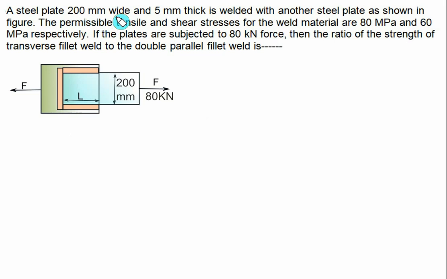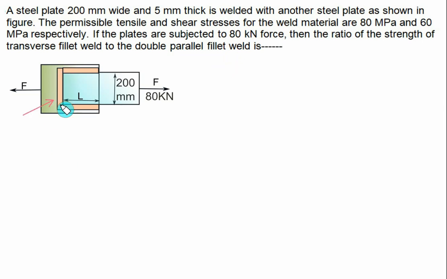A steel plate of 200 mm wide and 5 mm thickness. So thickness will be equal to leg size. With another steel plate as shown in the figure, the permissible tensile and shear stress for the weld material is 80 and 60. Tensile is of no use. You have to only use the shear, because failure is always by shear, whether we have a transverse or parallel fillet. The plates are subjected to a force of 80 kN, then the ratio of the strength of transverse fillet weld to the double parallel fillet we have to calculate.